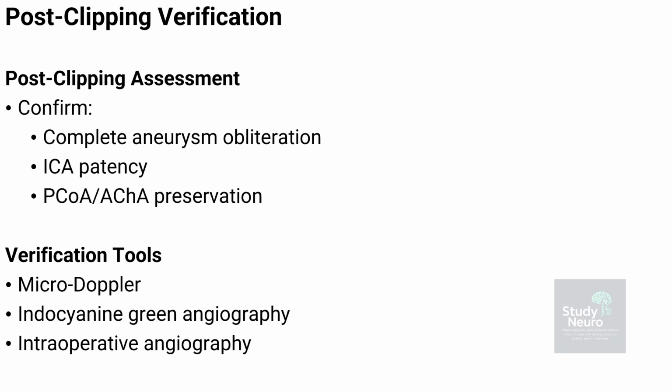After clip placement in posterior communicating artery aneurysm surgery, the work is not finished, because the final step is to confirm that the aneurysm is completely excluded while normal circulation is preserved in all critical vessels. This stage is essential. No assumptions.